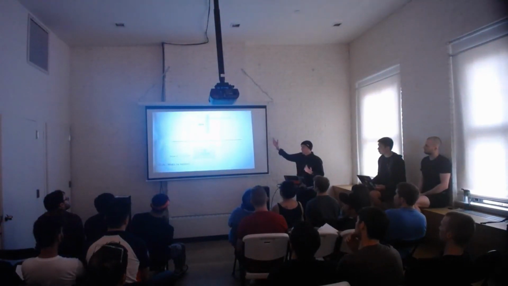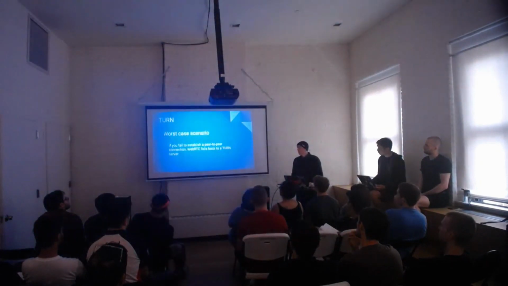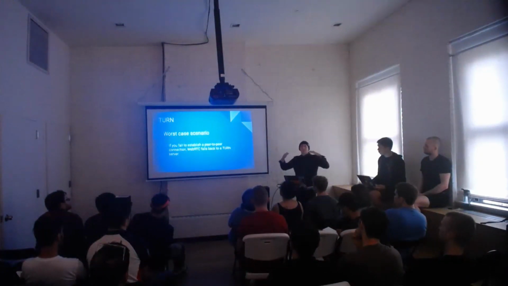This is just an example of it sending out to your STUN server. You find out what your public IP address is, and then it bundles all that together. The last one's TURN. This is like a worst-case scenario. It's a fallback option that WebRTC implemented in the event that you can't establish a connection between two clients.